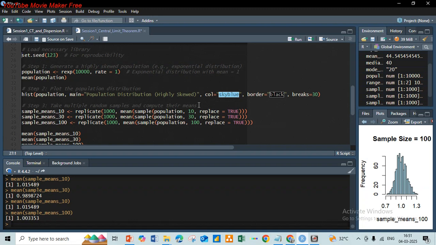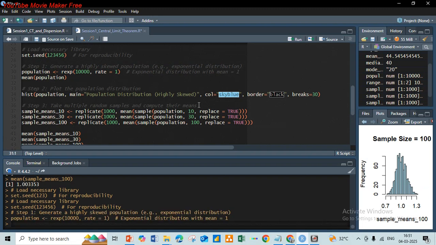So again, set.seed 123 does not really matter. It is just because we'll be generating certain random numbers. For the purpose of giving the example, we are setting the seed to something. It could be 123, it could be 1, 2, 3, 4, 5, 6. Does not really matter, right? We are creating a population here. I'm using the function called rexp. So I'm creating basically an exponential distribution, right? Which is very different from a normal distribution.